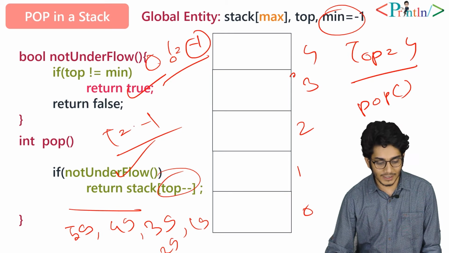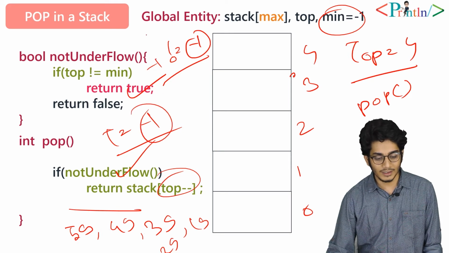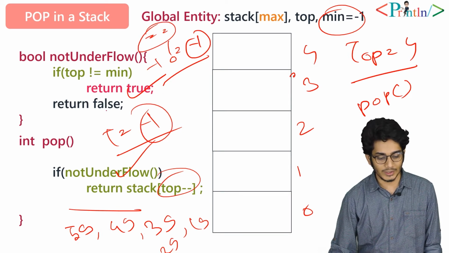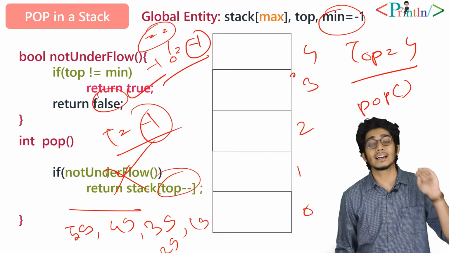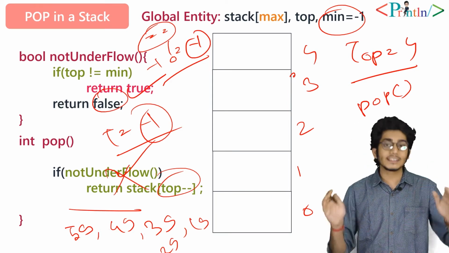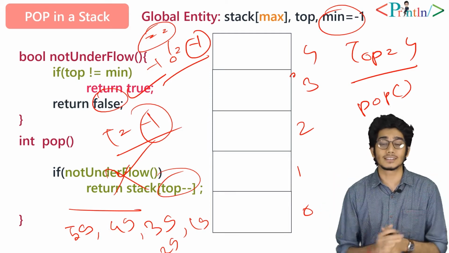So what is the value of top? That is -1. -1 is equal to -1. So it will return false. So this function won't be executed. We'll just print that our stack is underflow. So I think this portion is clear, that is how pop works. Now we'll go for the code.